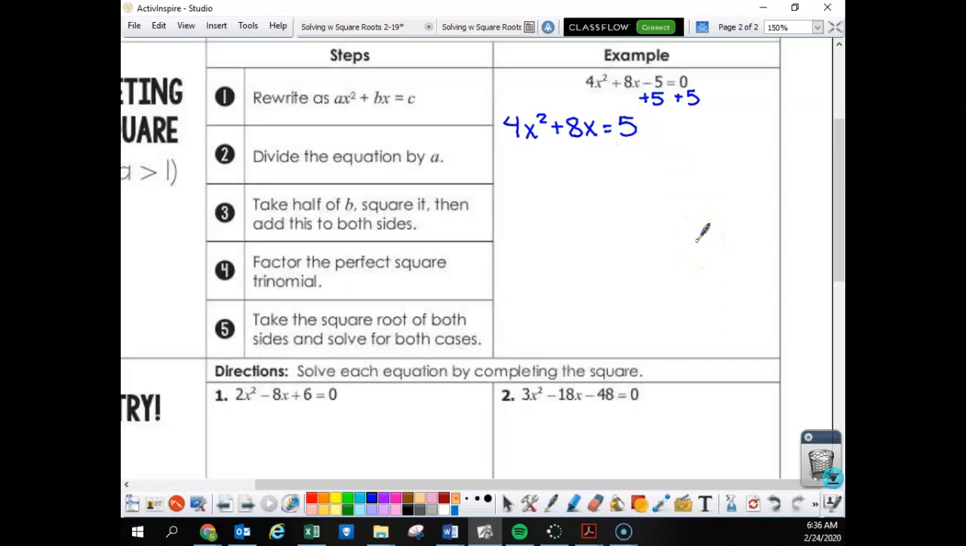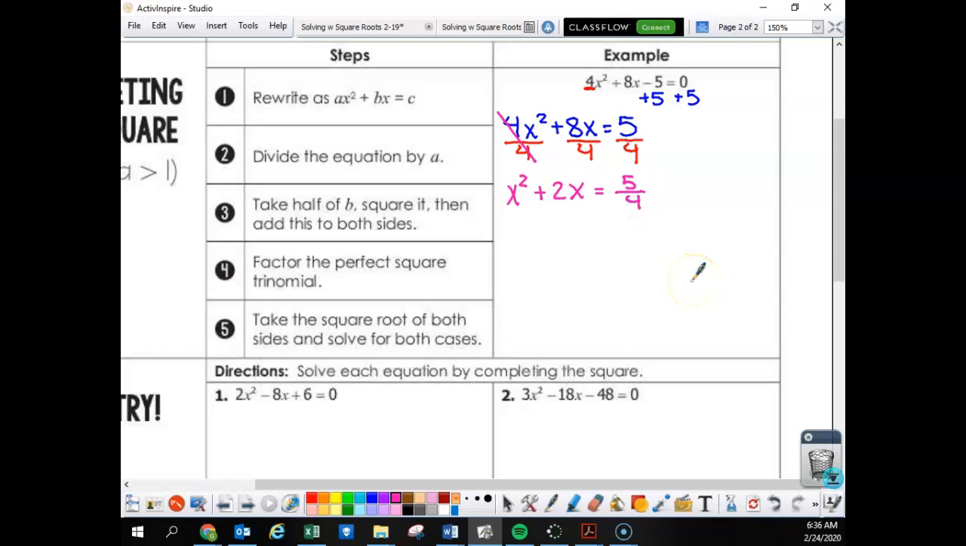Right? Then you're going to divide the equation by a. So here my a value is 4. So that means each term you're going to divide by 4. Okay? So here these 4's divide out, so I'm left with x squared. Here 8 divided by 4 is 2, so this is 2x. And then 5 over 4 is a fraction. I don't want decimal, so I'm going to leave it as 5 over 4.